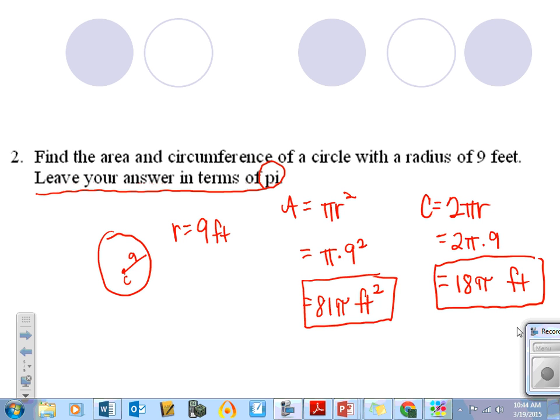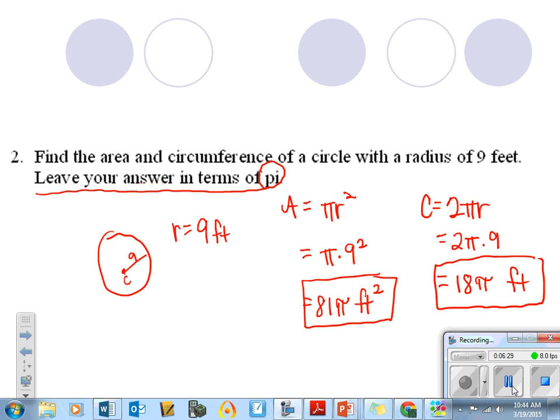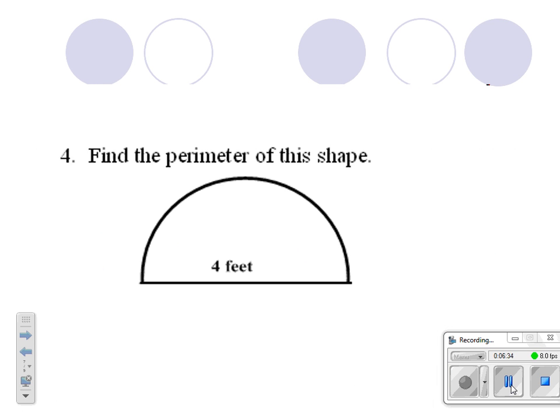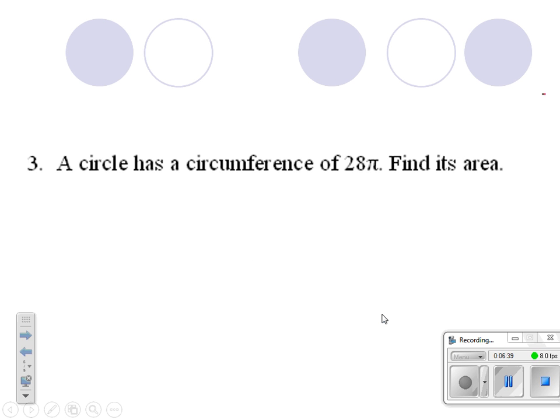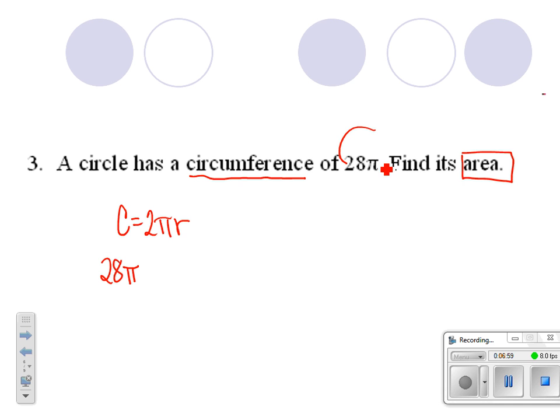All right, going to example number 3. Example number 3 says the circle has a circumference of 28 pi. So now we have circumference, and you want to find its area. So if we know the circumference is equal to 2 pi r, we can say that the circumference is 28 pi, because that's what it gave us, is equal to 2 pi r.